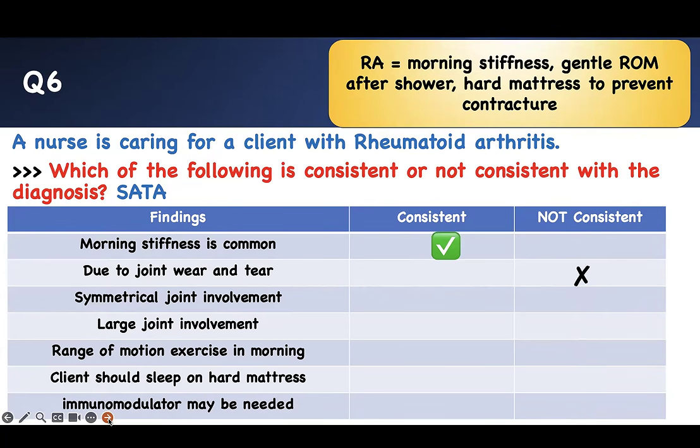Usually, both sides are involved. If you know one side, you know mostly people with osteoarthritis complain about my one knee, my left knee, my right knee, only one side. Therefore, the opposite is rheumatoid. Both hands will be involved. And since it's autoimmune, it usually affects small joints, while osteoarthritis affects large joints. Of course, if the joint is involved, range of motion is going to be affected. And since I have stiffness, what do you think? I'm going to lie on a hard mattress so that I keep my joint in line. And autoimmune, I need an immunomodulator.